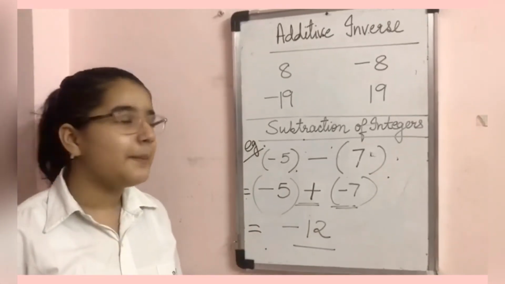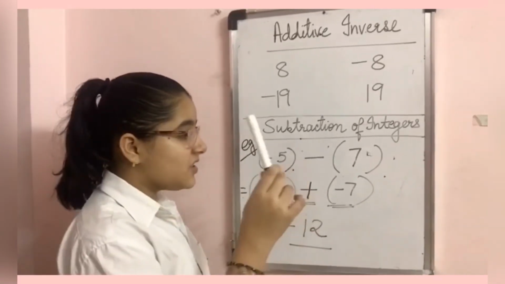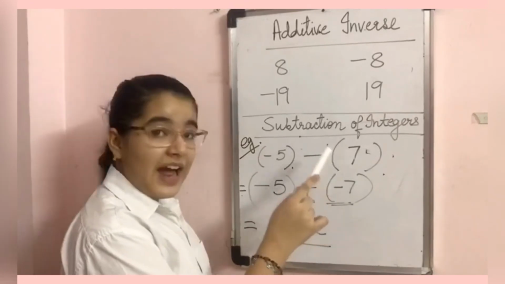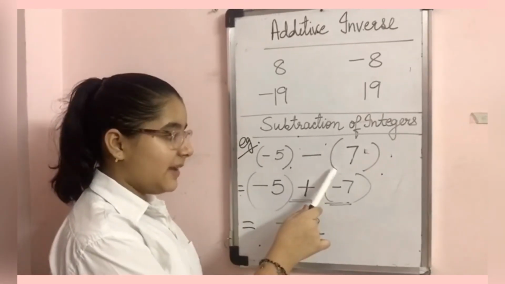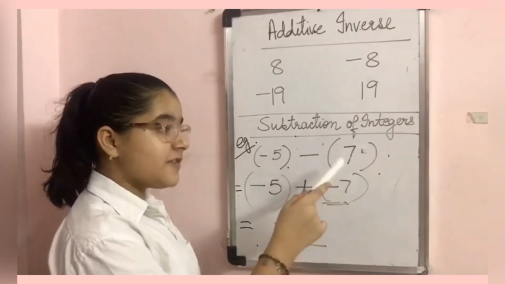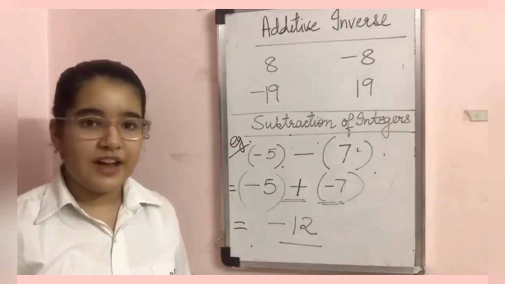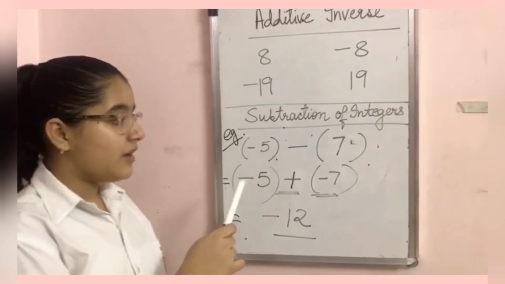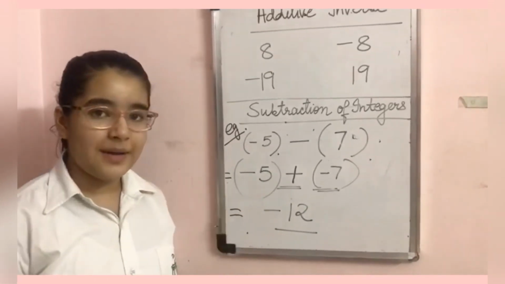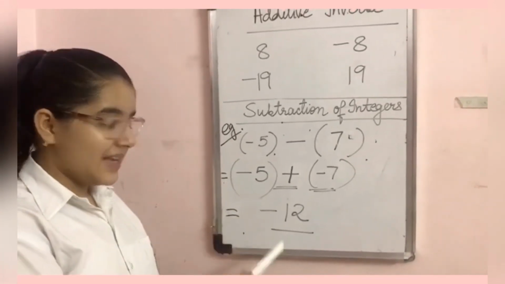And the third step is we'll be writing the additive inverse of the second number. The additive inverse of 7 would be -7. Then we'll be following the rules of addition. Here we have to add the absolute value of both the numbers and then write the same sign.